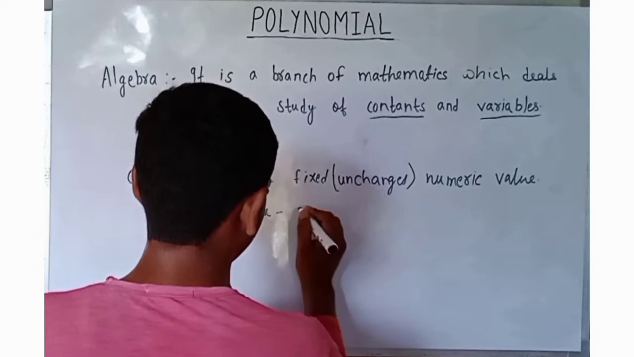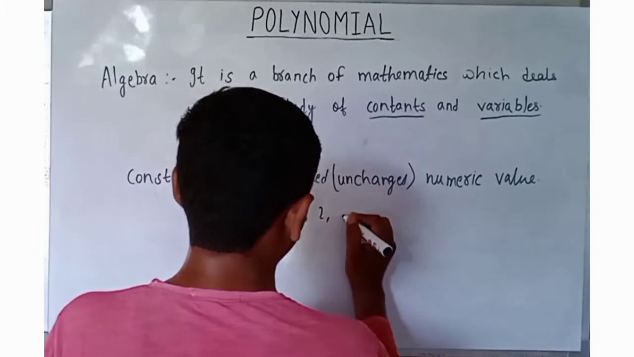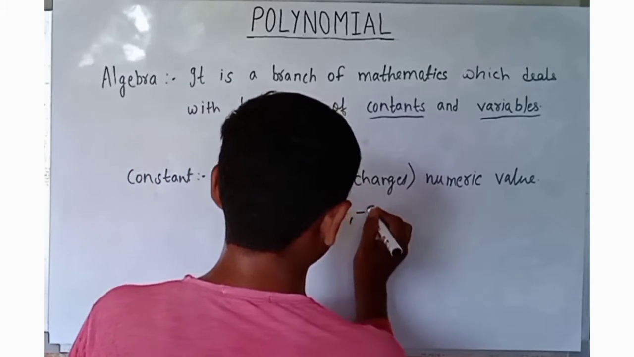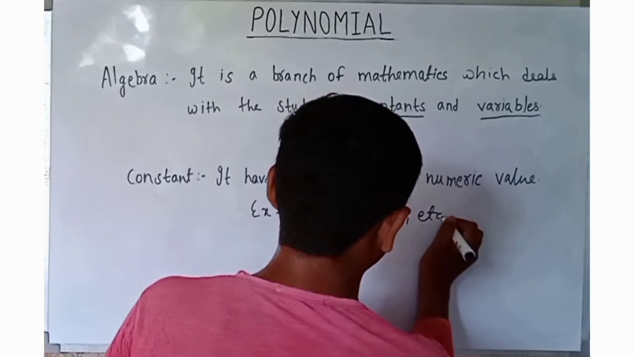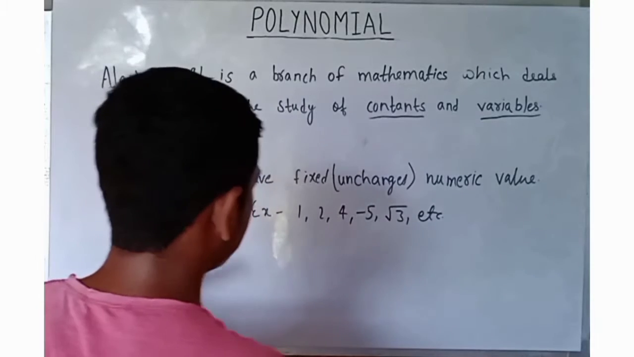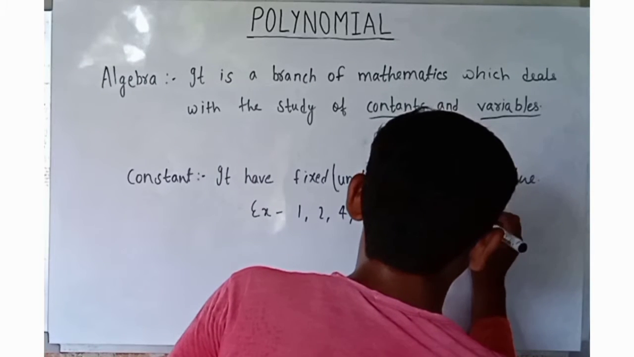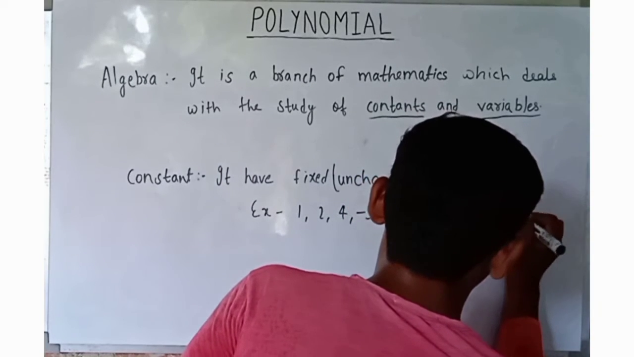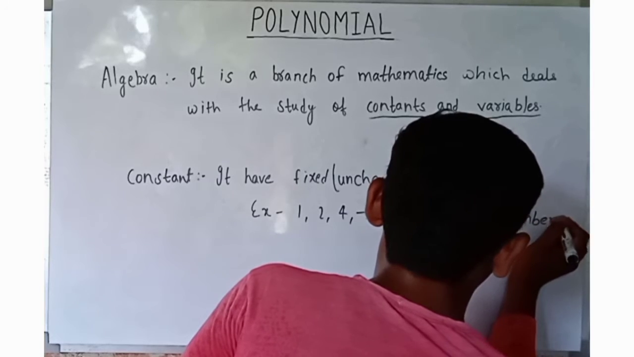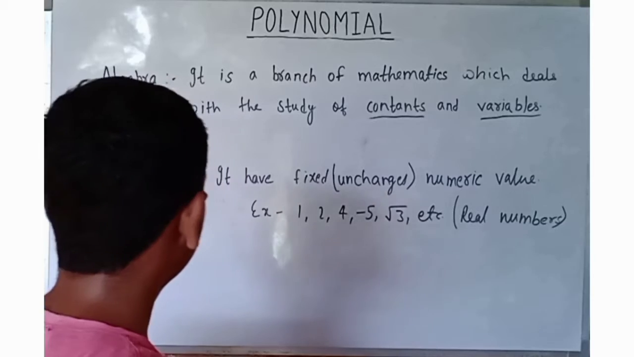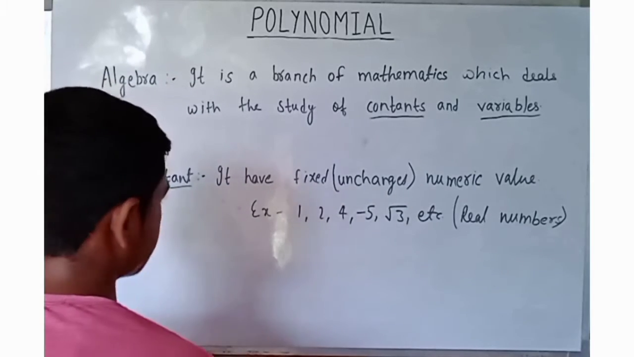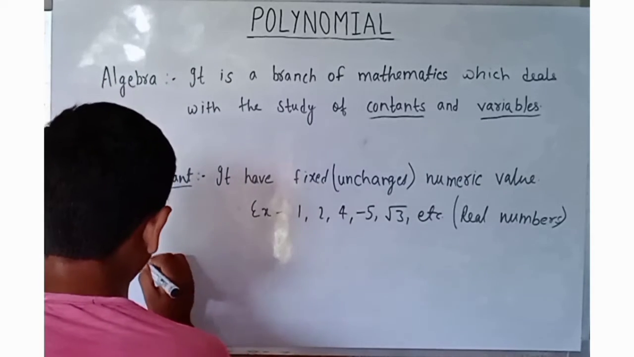For example, you can say 1, 2, 4, minus 5, root 3, etc. Even all the real numbers, which consist of rational and irrational numbers, can be a constant. Then what is a variable?